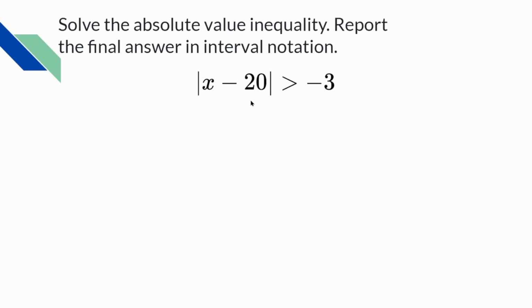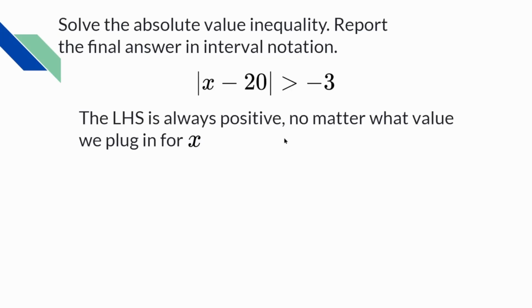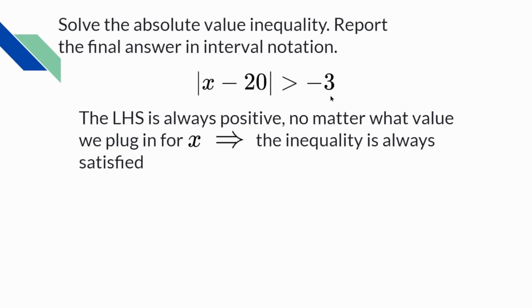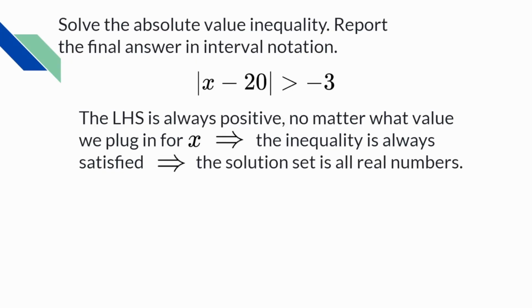Here we have x minus 20, absolute value, is greater than negative 3, okay? And look at this. The left-hand side is always positive no matter what value we plug in for x, okay? The absolute value will always give us a positive number, all right? So a positive number being greater than a negative number is a given, all right? That's always true. So the inequality is always satisfied no matter what value we plug in for x, okay? So that means that the solution set is all real numbers, okay?